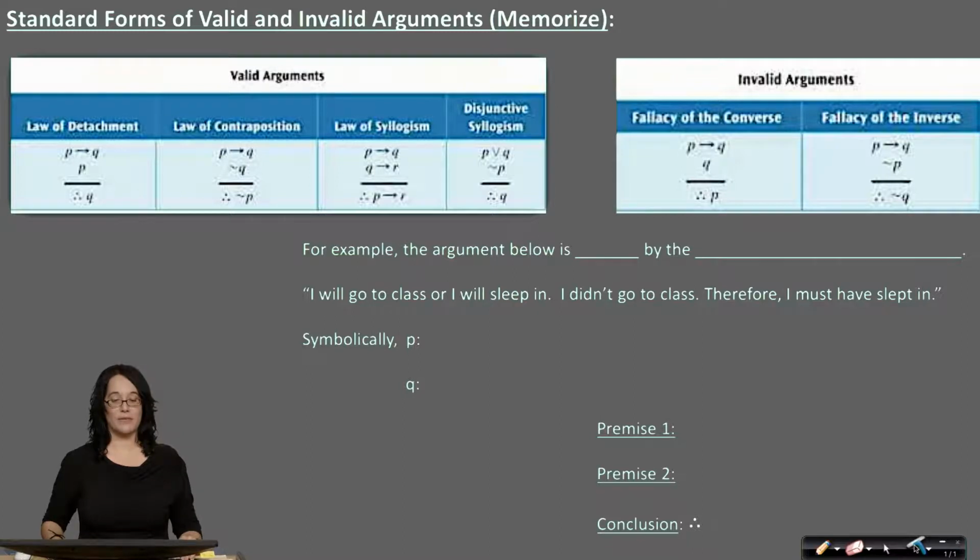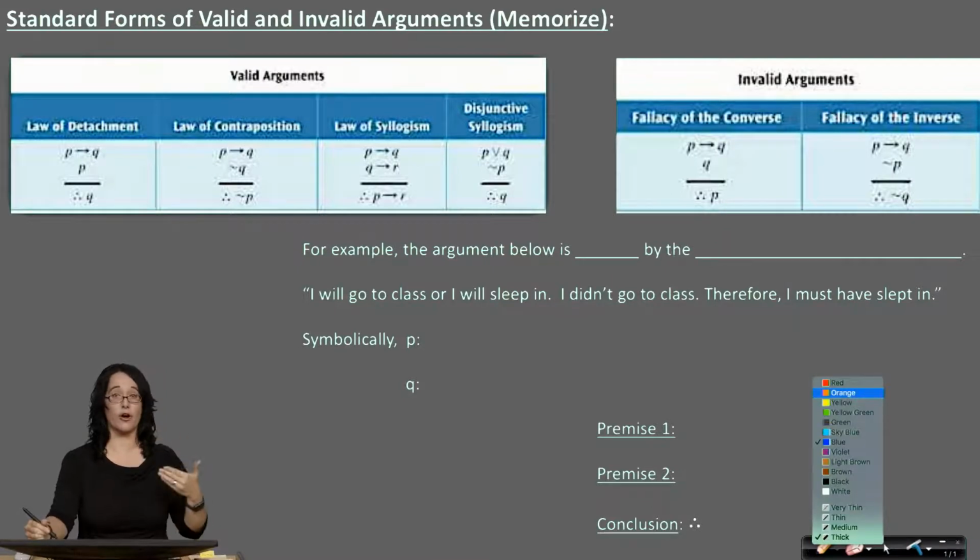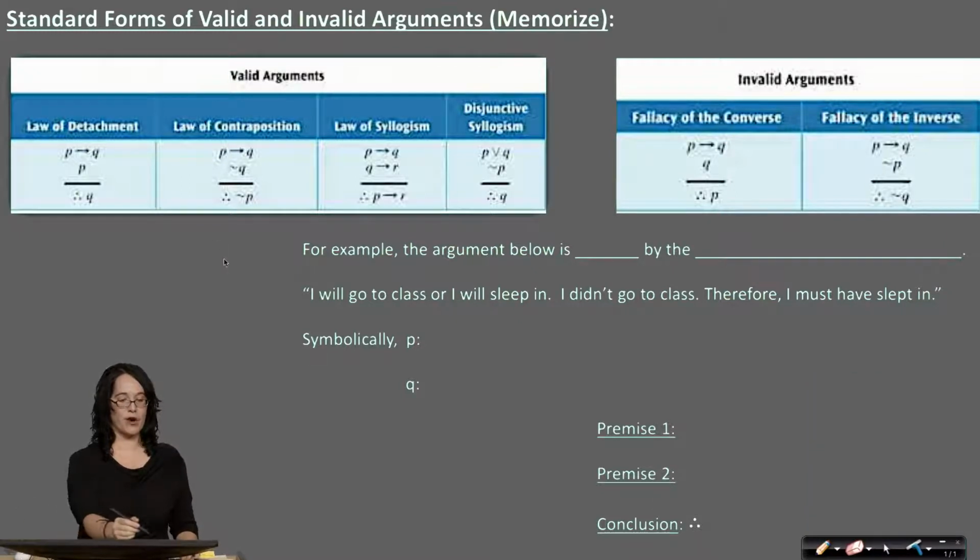So speaking of standard forms to recognize, here are 4 valid argument forms that you'll want to memorize, as well as 2 invalid arguments or fallacies. Let's look at the first 4 and make sure again that you make flashcards or find a way that works for you to memorize and recognize these forms. So for our first form, we call this the Law of Detachment. So what is the law of detachment?